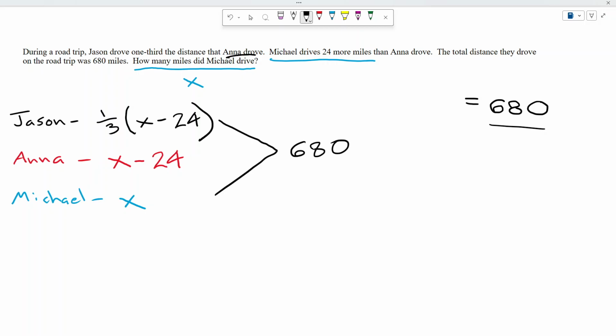All right, so let's get this set up here. We'll have 1/3 of x minus 24. That's Jason. Then Anna. And then we have Mike.